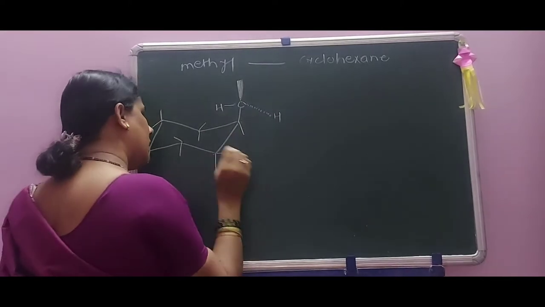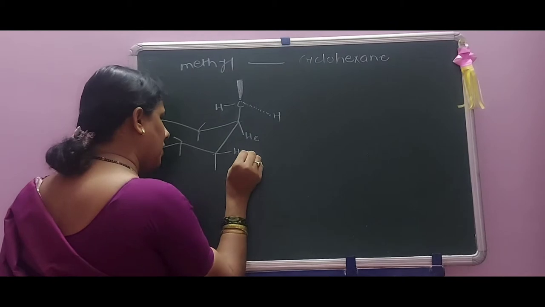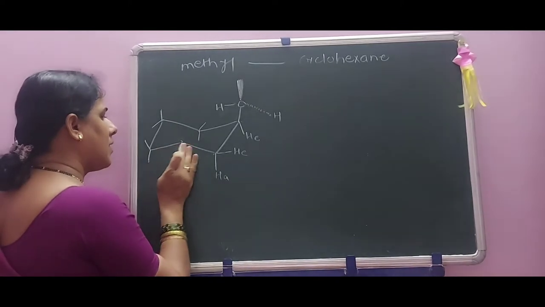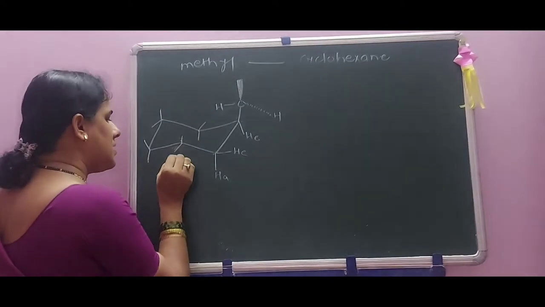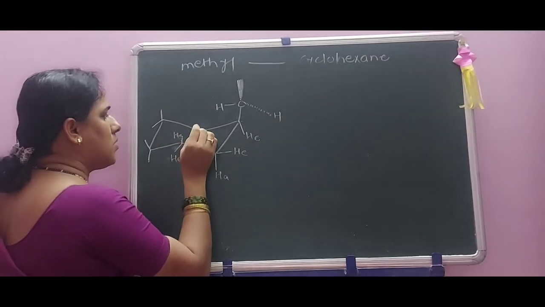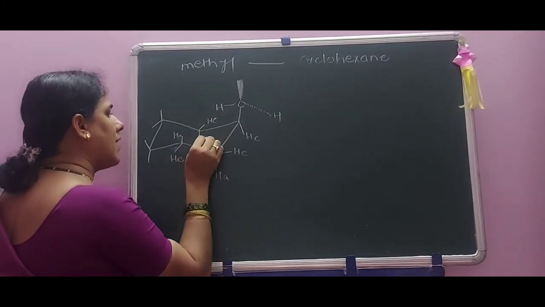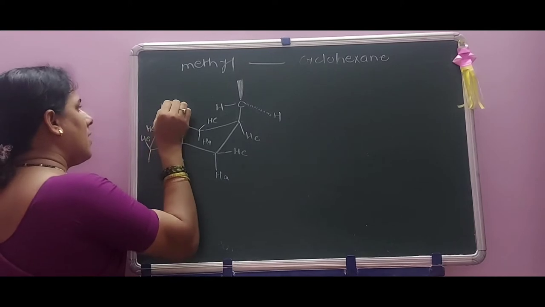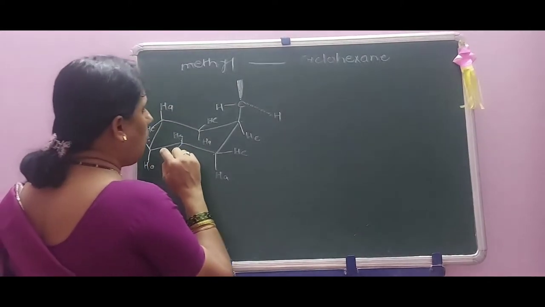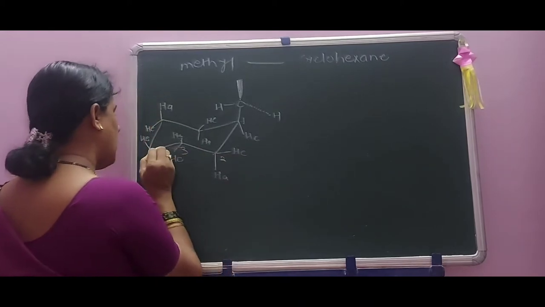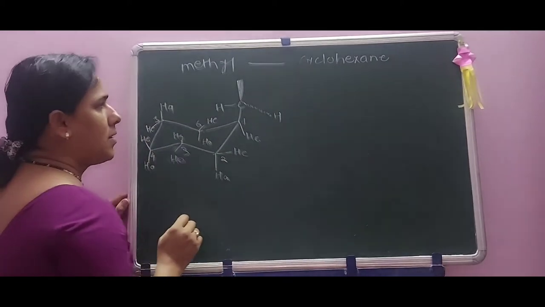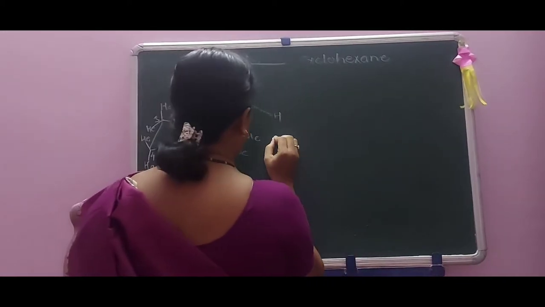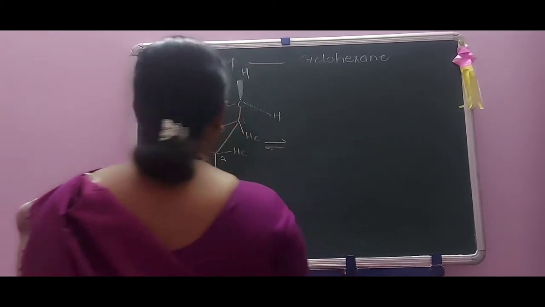Now this is the equatorial hydrogen, this is axial. In this fashion, we can write equatorial and axial here, here also, and here also. Now these are carbons 1, 2, 3, 4, 5, and 6. This is the methyl group substituted at this position. Now the first one is this format.